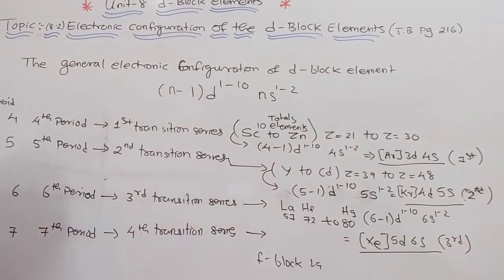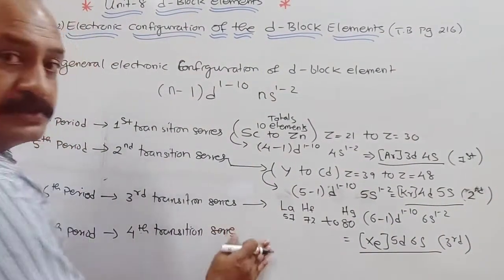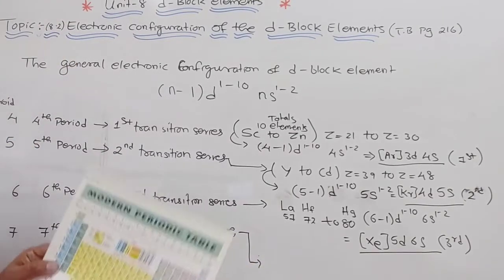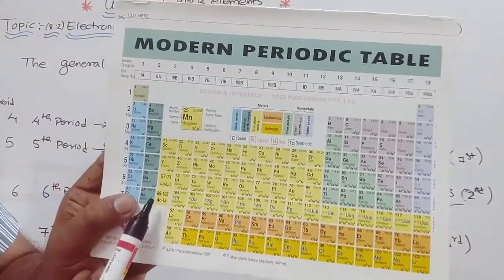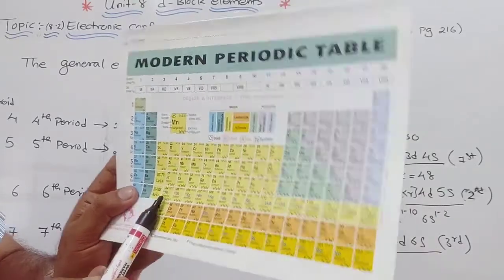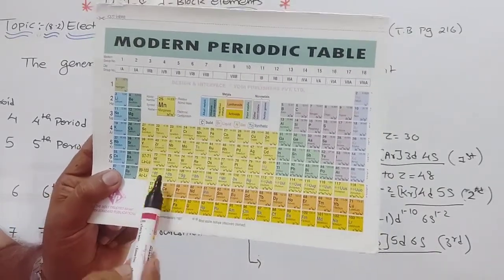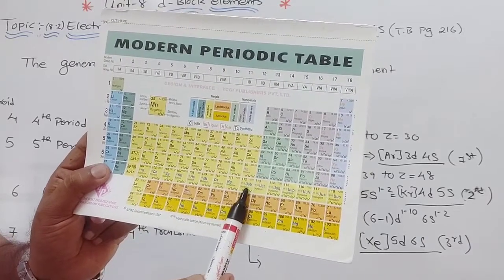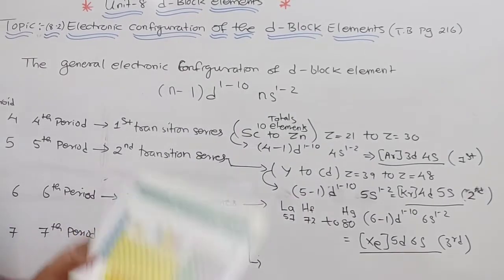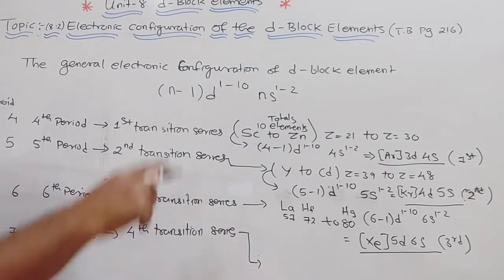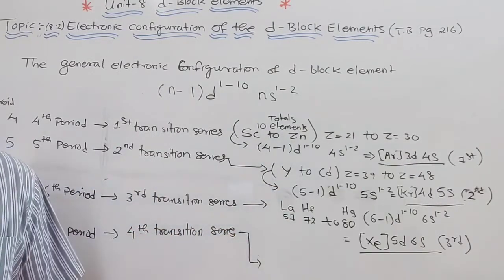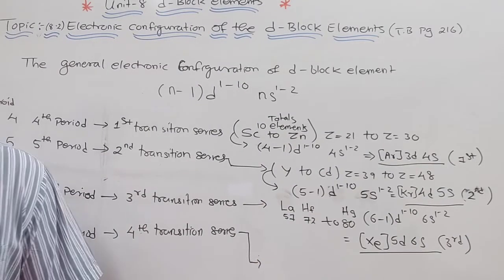Now, when we talk about the next one, what is this series? The fourth series. Look here, you can see the fourth series. It starts from actinium. Then you can see rutherfordium, and at the last, this one. Understood? That is ununbium. But that goes in the F block elements. So here we will be talking about these three series, first, second and third transition, and these are the general configurations that we are going to study today.